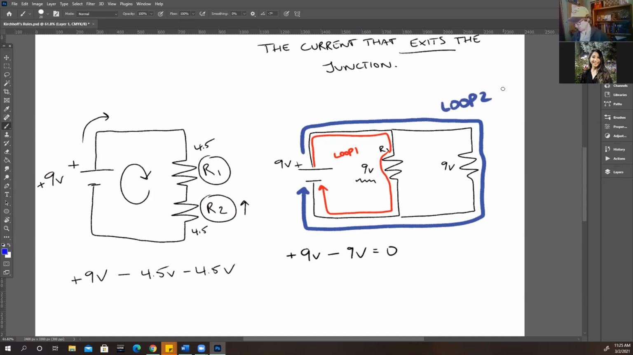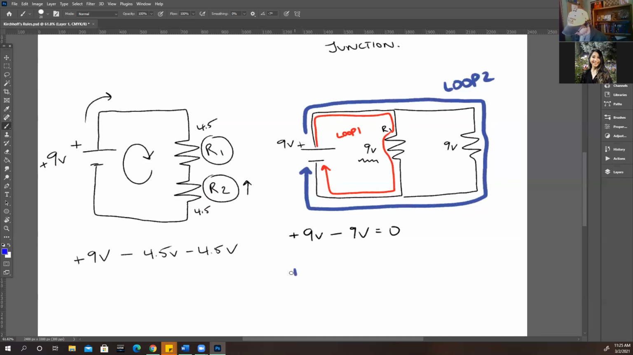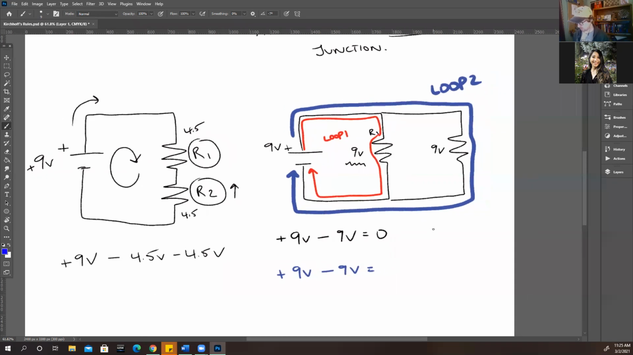And within loop 2, there is one battery. It goes out and around, and there's only one resistor in loop 2. I should have done this top one in red, but within loop 2, there's a battery, and there's this resistor taking that 9 volts. Okay, so we have a way of seeing how there can be many different loops.